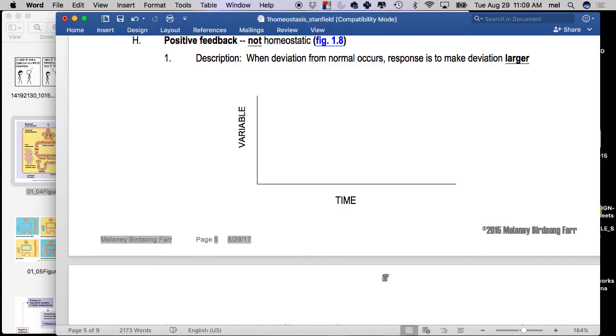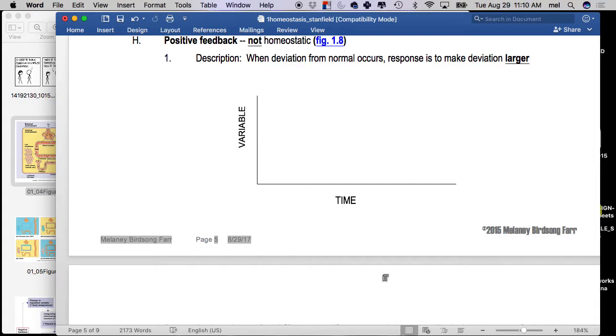So with positive feedback, I want you to dump your connotations of the word positive, because it's not necessarily good. As a matter of fact, sometimes it's bad. And it's not necessarily up. But where negative feedback will negate wherever the variable is going, with positive feedback, wherever the variable is going, you're going to add to it.